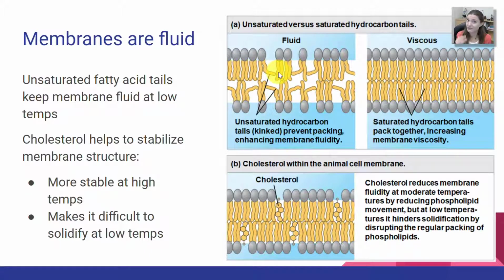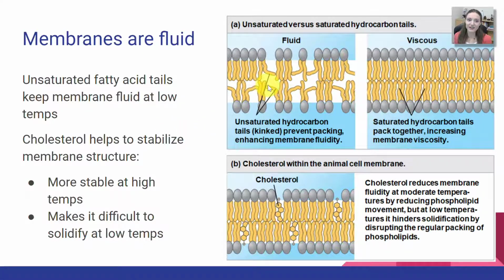They're fluid and liquid because they have that double bond in their fatty acid tails, because they have that unsaturated fatty acid tail. And importantly, we don't want this membrane to be solid. If it's solid, molecules can't move in and out, and that makes it challenging to utilize the membrane.